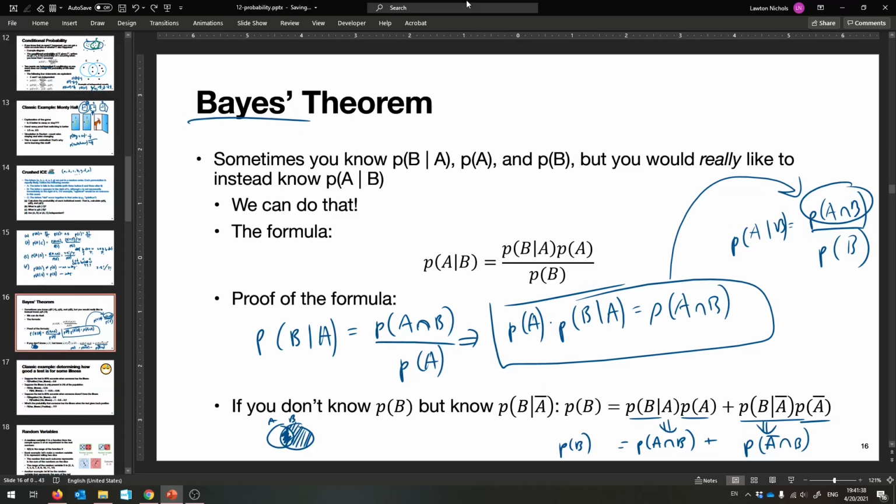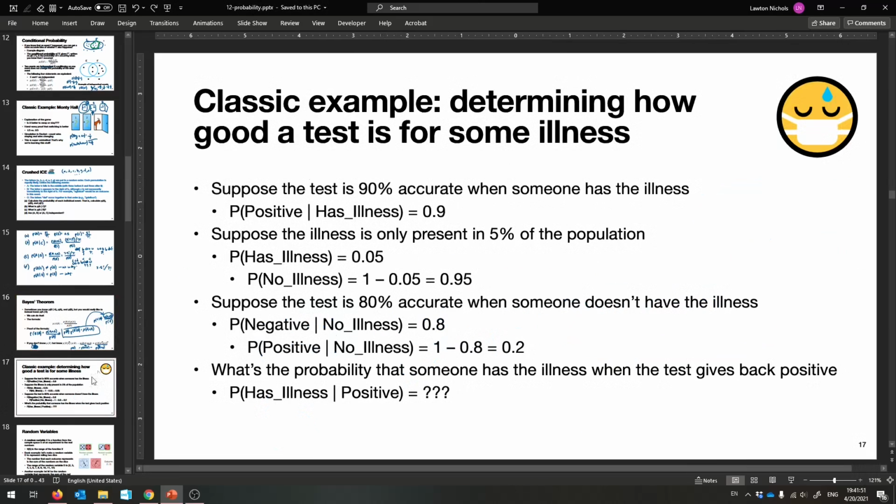And this is Bayes' theorem. It was invented by someone with the last name of Bayes. And it's a nice way to flip-flop your conditionals. It's beautiful.